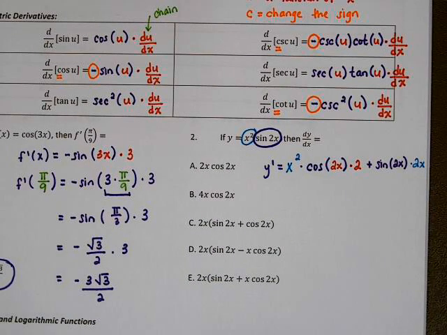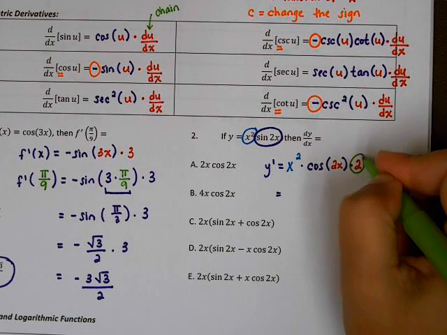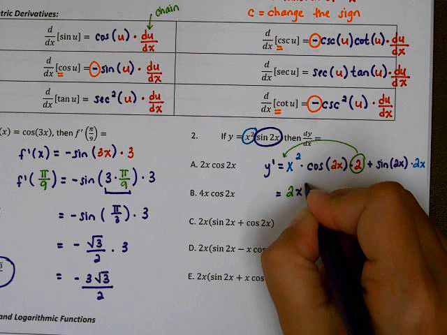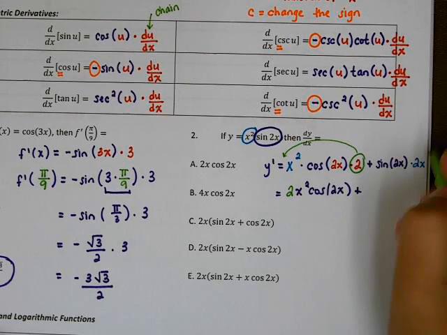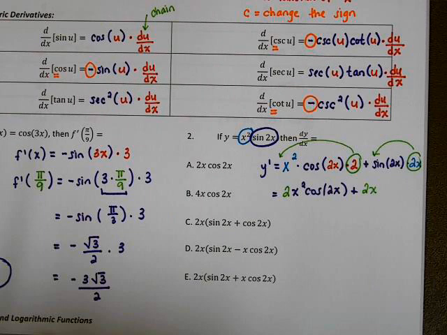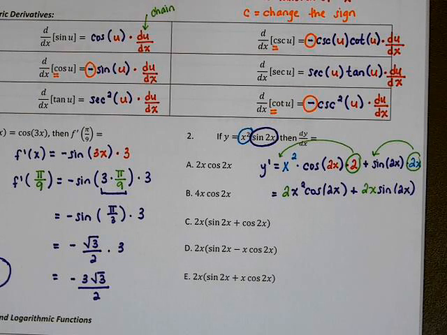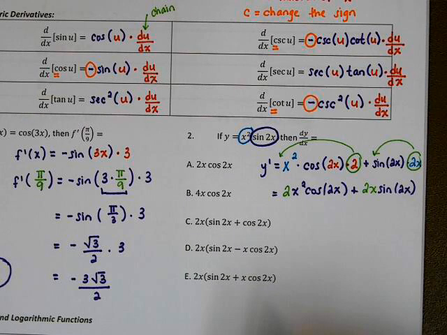Now I could simplify that a little bit, so what I would probably do is take this 2 and move it to the beginning, so I would have 2 x squared cosine of 2x plus, and I would probably take this 2x and move it to the beginning of that term, so I would have 2x times sine of 2x. Now if I look at my answer choices, none of them look like that, but several of them have a common factor taken out. So just like we talked about in the past, taking out a common factor can help us make our answer match the answer on a multiple choice question.